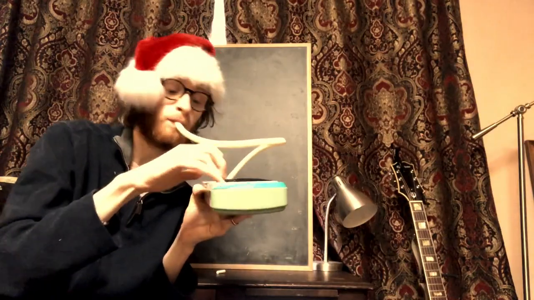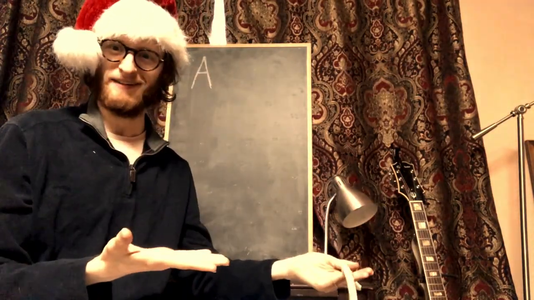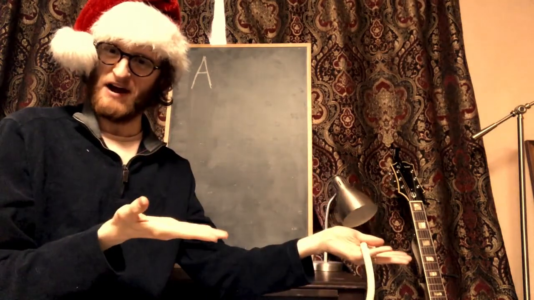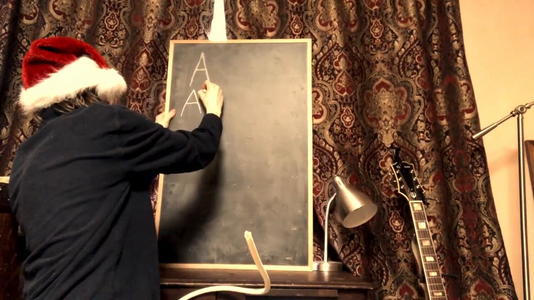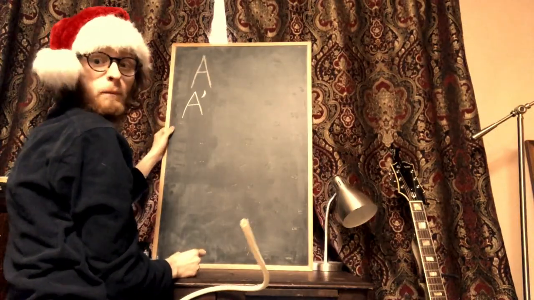Dominant. Tonic. It ends on tonic. It feels at rest. So what do we call it? It's not B section because it's kind of like the A section. We call it A prime. A, and you put this little mark at the top called prime.